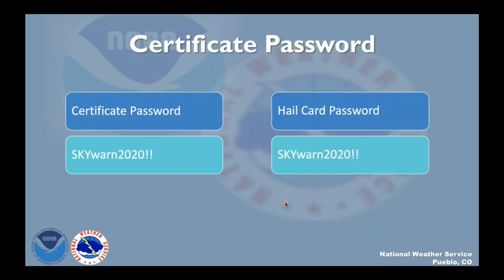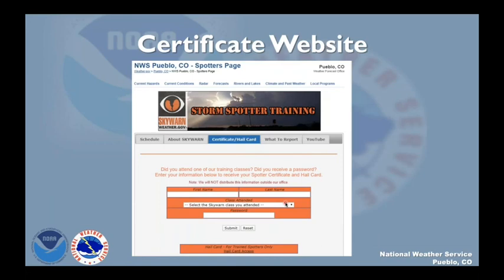I'll leave this up for a little while as well. This is the certificate password that you can get on that website location that I said a little bit earlier. They're both the same, but your certificate password's right there, and your Hail card password's right there as well. SKYWARN 2020. What a strange SKYWARN season though, all virtual. All right, and there you go. This is where you need to go. It's the spotters page, weather.gov/pub/spotters, and then you'll be able to click on your certificate and Hail card right there.